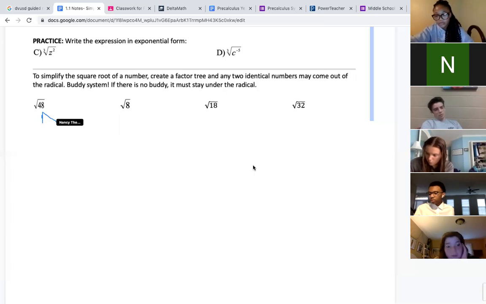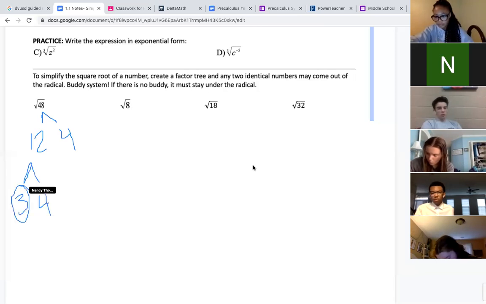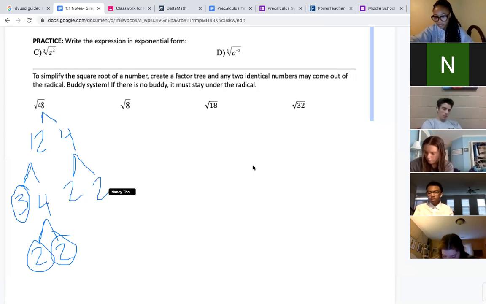12 and 4. Okay, so we have 12 and 4. Can 12 be broken down? Yeah, 3 and 4. 3 is prime, so I'm going to circle it. Can 4 be broken down? Yes, 2 and 2, and those are prime.